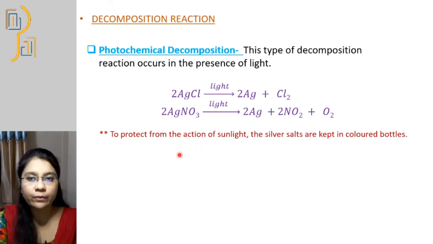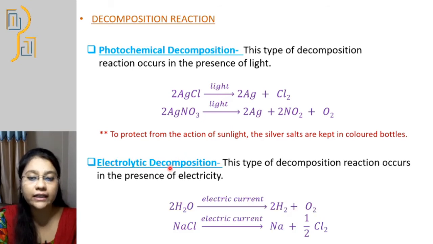The next type of decomposition is electrolytic decomposition, which occurs in the presence of electricity. For example, water in presence of electric current decomposes to give hydrogen and oxygen, and molten sodium chloride in presence of electric current gives sodium and half Cl2. This type of reaction is commonly observed in electrolysis, which we will study in some other chapter.